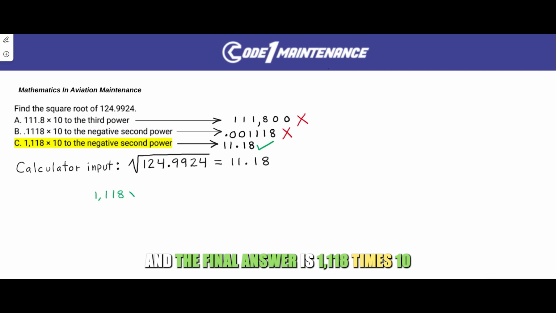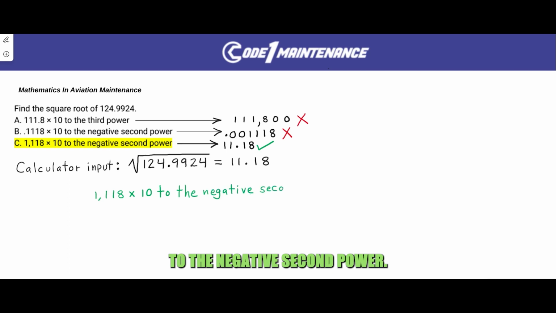And the final answer is 1118 times 10 to the negative second power.